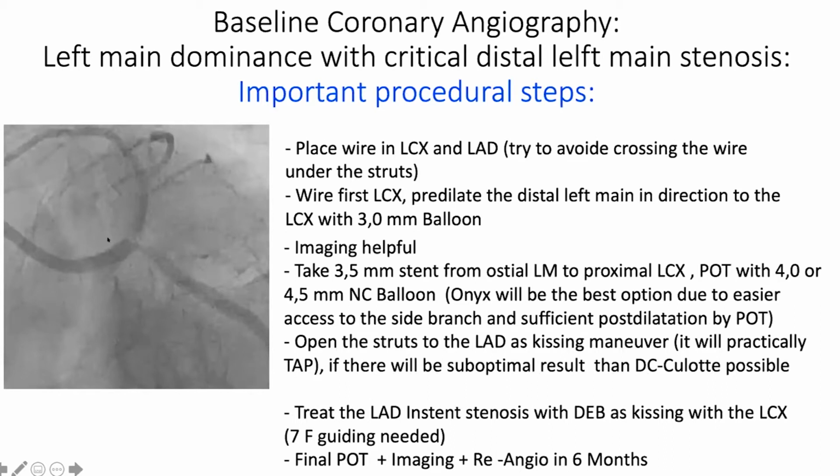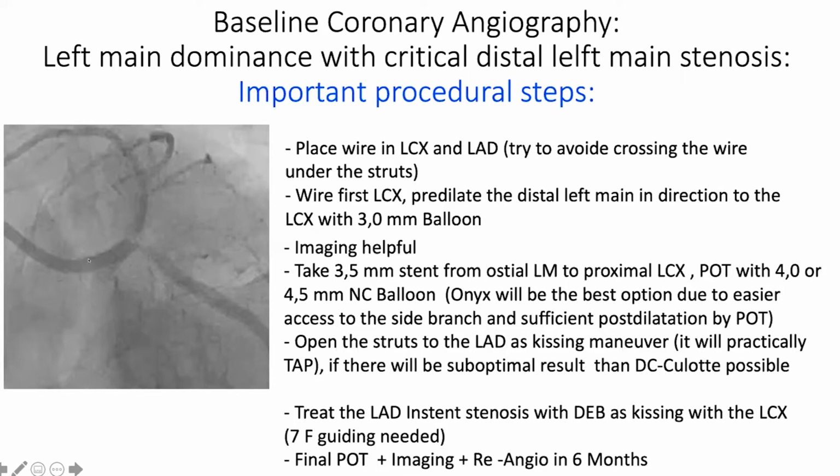Try to avoid crossing between struts. Then you go with a second wire to the LAD, also trying not to go under the struts. Predilatate the circ. I would go here with a 3.0 balloon to have really good flow to the circ. Then I would take a 3.5 stent from left main to circ. The question is, should the complete left main be covered? This is very short, around 8 millimeters left main.